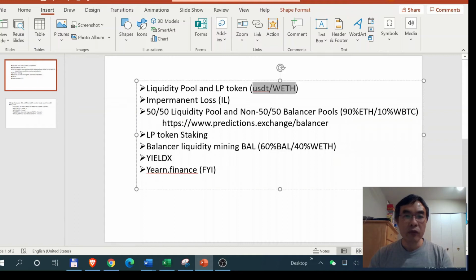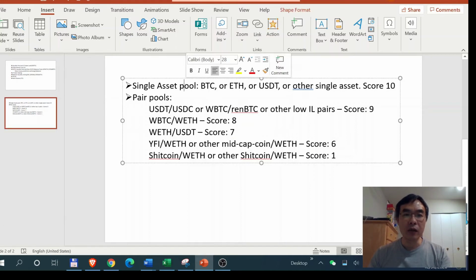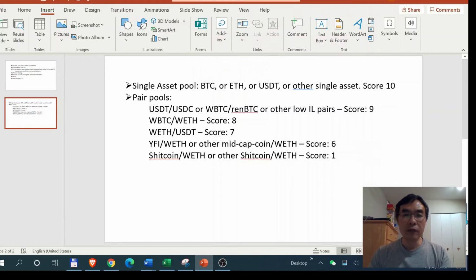To do that, we have to know what kind of pools are safe and what kind are not. So let's take a look at some of the pools. I prepared some of these pools. The first kind of pool is the single asset pool. It's basically not a pool, but just depositing a single asset to the DeFi project. For example, some DeFi projects accept deposits of just Bitcoin, a single asset. Some accept just Ether, and some just stablecoins. These are all single assets.